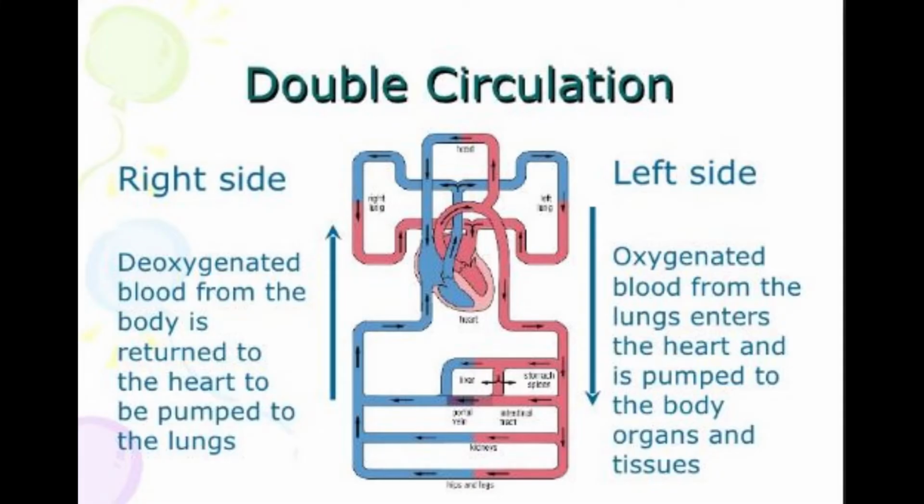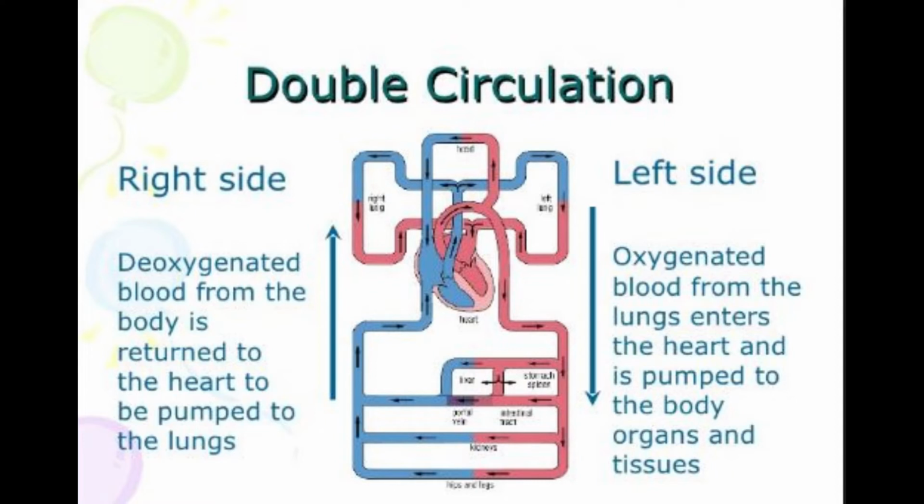The blood circulates twice through the heart during one circulation. This is called double circulation. That means while pumping, the blood passes through the heart 2 times. Once it passes from the lungs to the heart, for the pumping to all the body parts through the aorta.